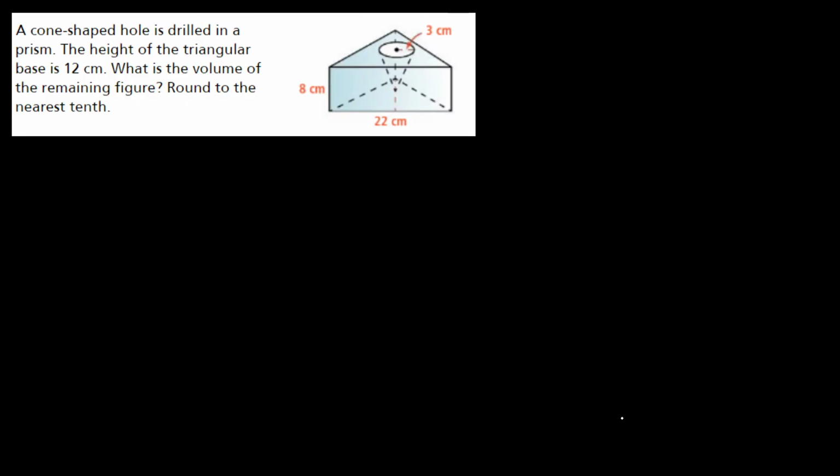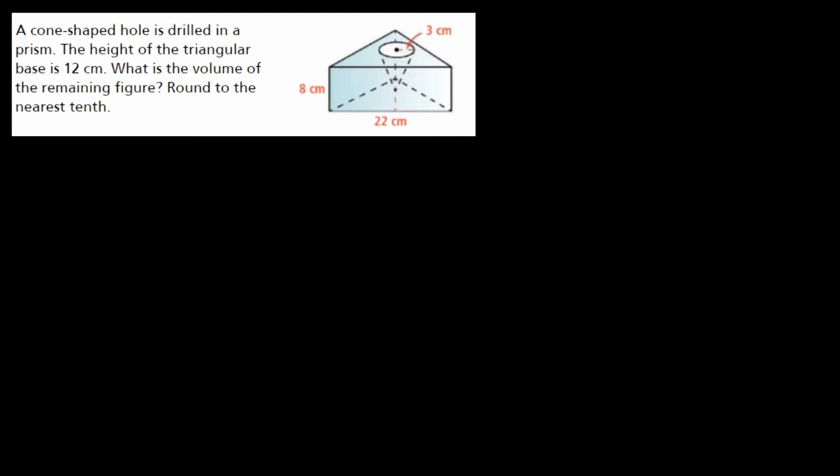Let's try another one. So in this case, a cone-shaped hole is drilled into a prism, and it looks like we're dealing with a triangular prism here. The height of the triangular base is 12 centimeters. So we are asked to find the volume of the remaining figure.